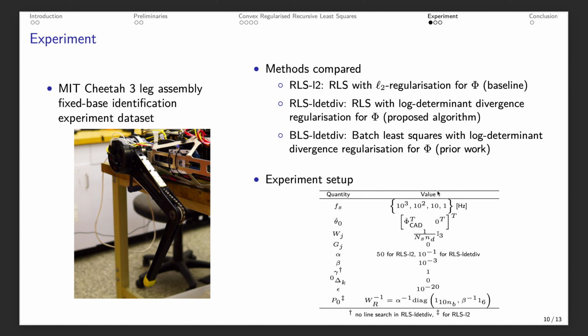We performed a numerical experiment using the publicly available dataset for the MIT Cheetah 3 leg assembly. Three different methods are compared to show the effect of different choices for the regularizer and to compare the result between online and offline identification. Constant weighting factors are considered for this experiment, and the regularization strength is chosen to achieve the same level of RMS value for the torque prediction error for fair comparison.